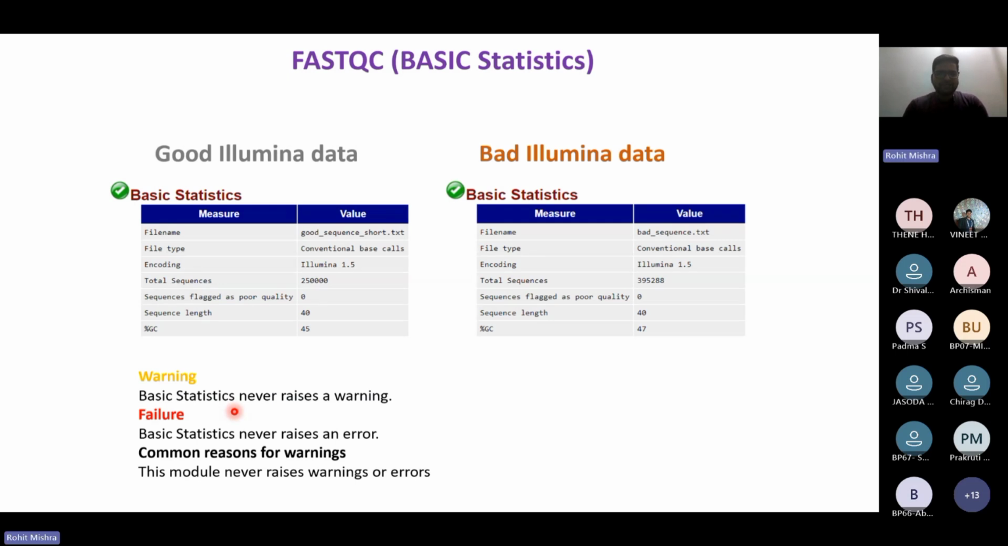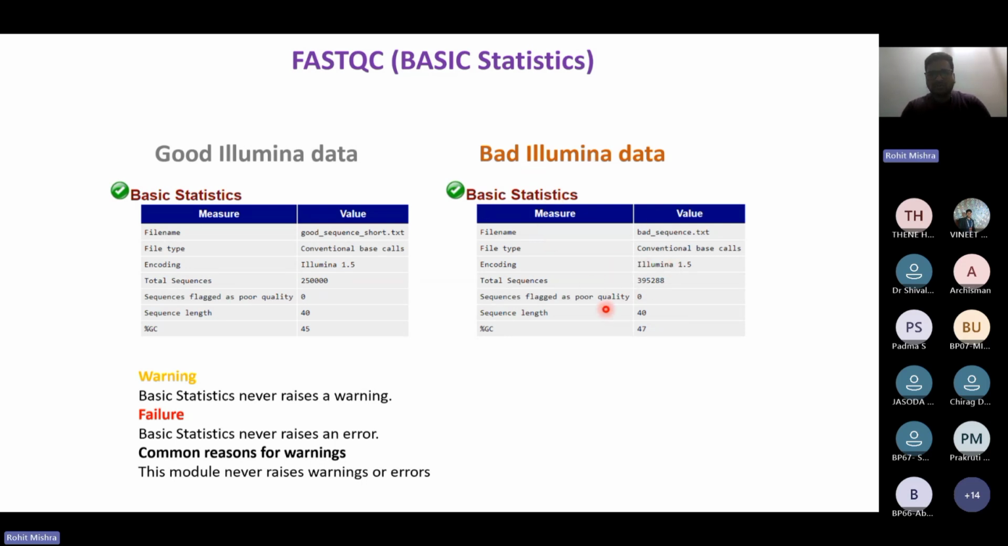Once you have the FASTQ file, we need to check whether it is good or bad. For that, we do basic statistics tests. It tells us the sequence length, and the total number of sequences present in that FASTQ file. For example, 0.25 million reads are present in one of the FASTQ files, and in the other there are 0.3 million reads. If you look at the sequence length, it says 40. The sequence length is the same, but here it says it's bad quality data.